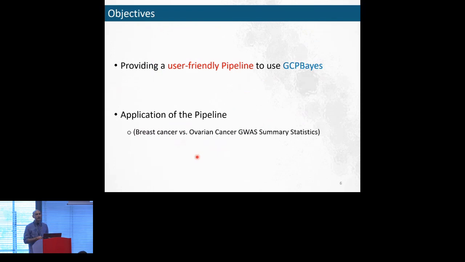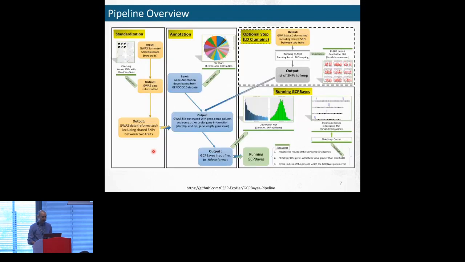But when you work with genome scale GWAS data, there are lots of things you need to do in pre-processing before going to the pleiotropy finding process. So we provide a user-friendly pipeline that does all the analysis from the start to the end for the user, and then we apply this pipeline to the example of the breast and ovarian cancer GWAS summary statistic data. This is the overview of the pipeline that we developed.